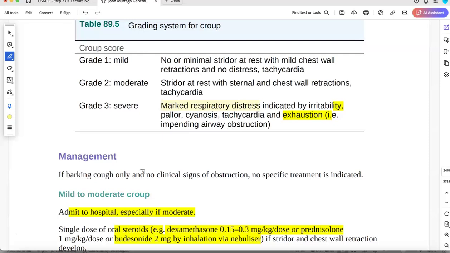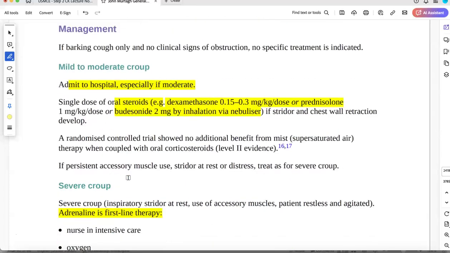If it is the mild to moderate group, you will admit the child to hospital and give one dose of steroid. Steroid can be given as dexamethasone, as prednisolone, or even by a budesonide inhaler. So one is IV, one is oral, and another is inhalation. Any way, you can give a single dose of steroid. And then you wait for half an hour. If after half an hour the child is stridor free, then you can send the child back home, and you can give the mother another dose of steroid.